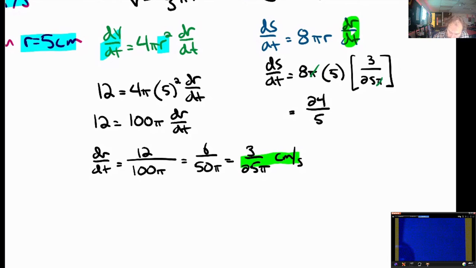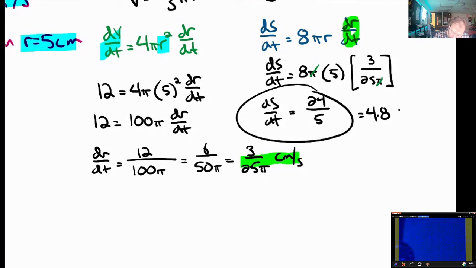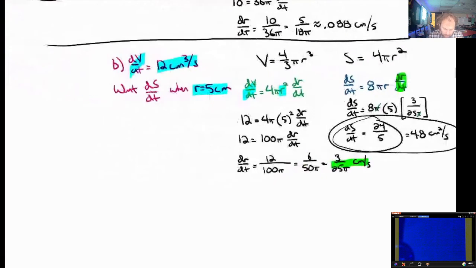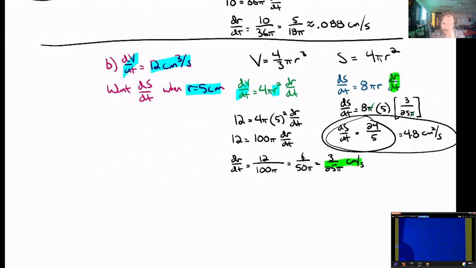I like this answer, dS/dt. You could divide that. It's 4.8 centimeters squared per second if you want that also. Make sure you have the units on it for this, especially if it's a free response question. Pretty groovy. That problem required a little bit of ingenuity. You had to think about how you can get to the variable that you want. Very physics that way. Very physics, yeah.